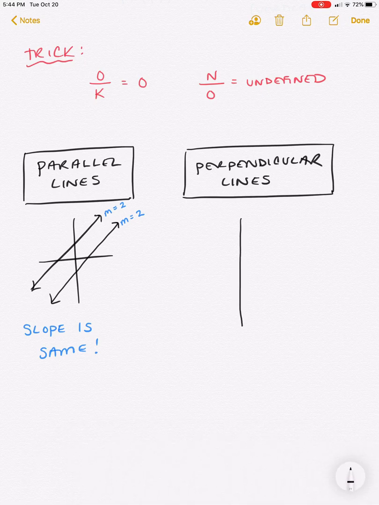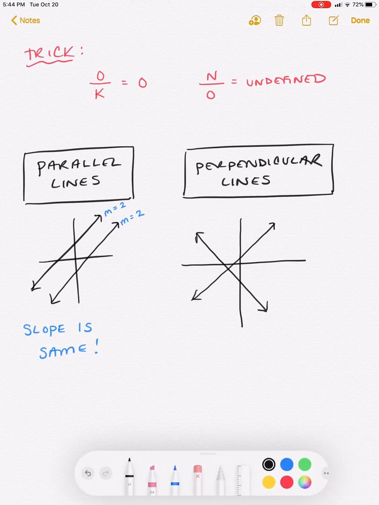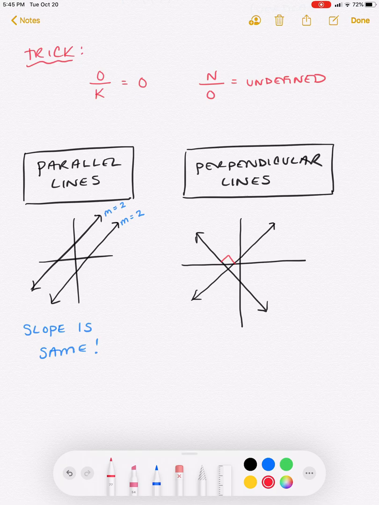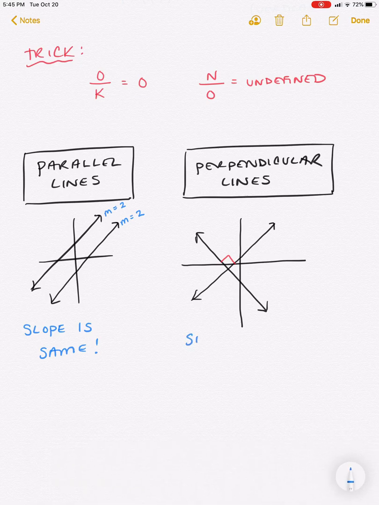Well, perpendicular lines cross, but they don't just intersect, they intersect special. And what happens with perpendicular lines is they intersect at 90 degrees. And so I'm going to put this little box right here. So the slopes of perpendicular lines, okay, the slopes are opposite reciprocals. Let's talk about what that means.